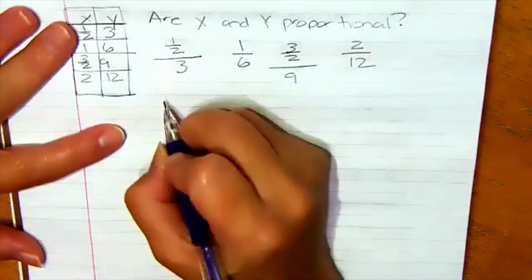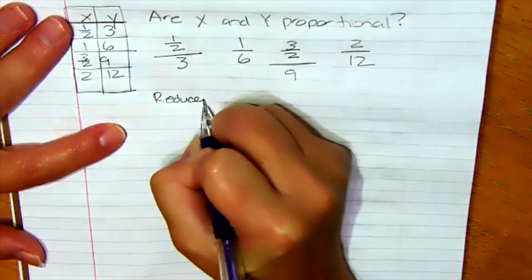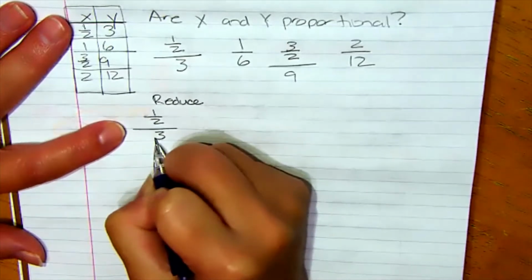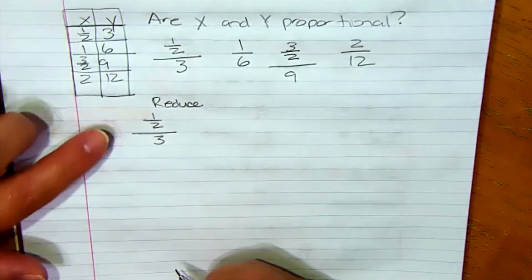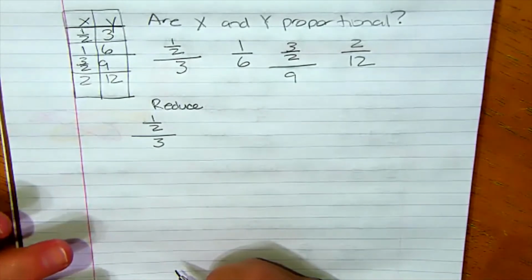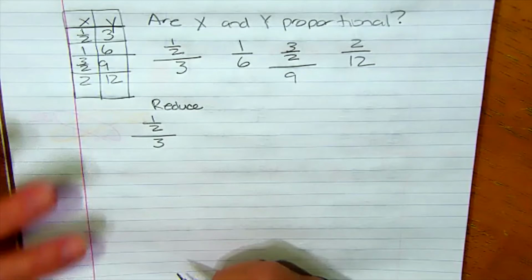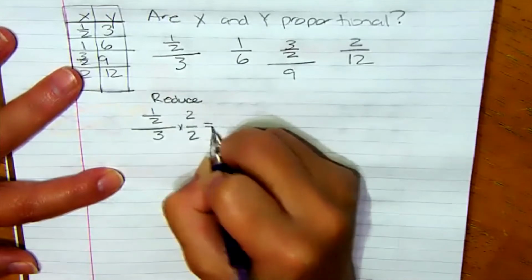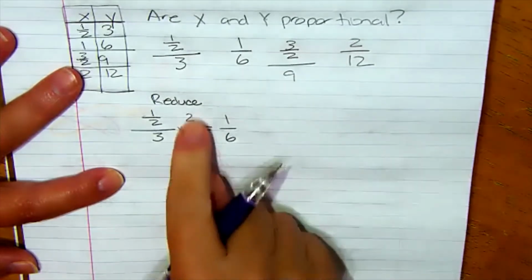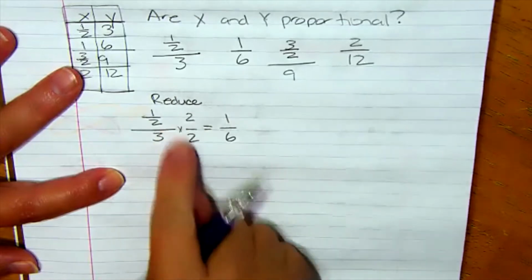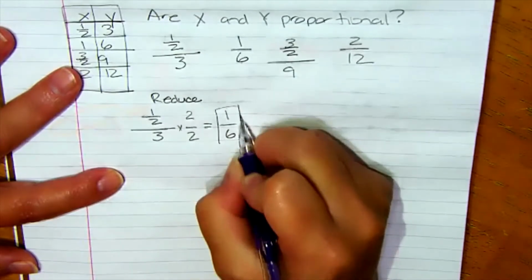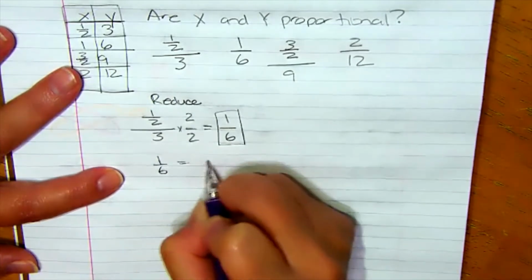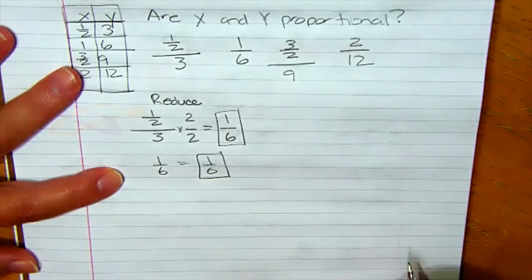So how about if we reduce our fractions? So my first one is 1/2 over 3. Uh-oh. This is like a fraction in a fraction. That's a mess. So technically, we're not going to reduce it. We're going to multiply it by 2 over 2 so that I have clean numbers to work with. 1/2 times 2 is 1, and 3 times 2 is 6. This fraction is much easier to work with. And then 1/6 is 1/6.